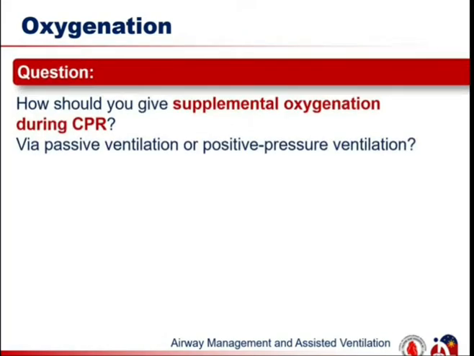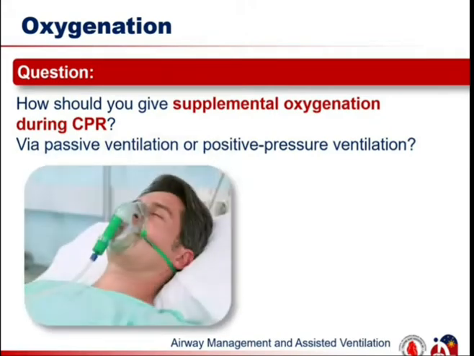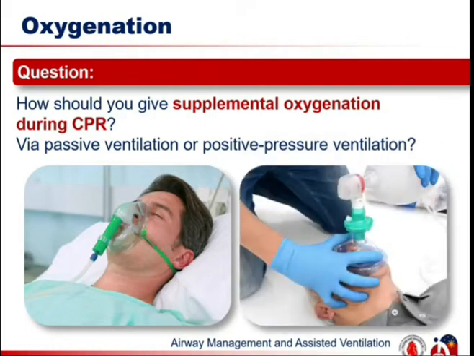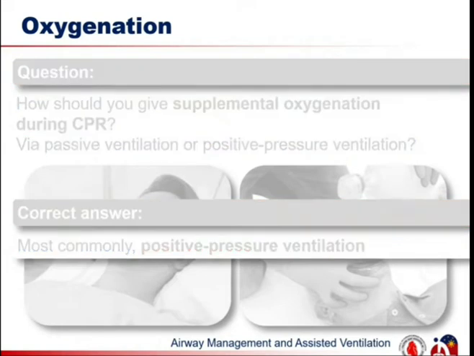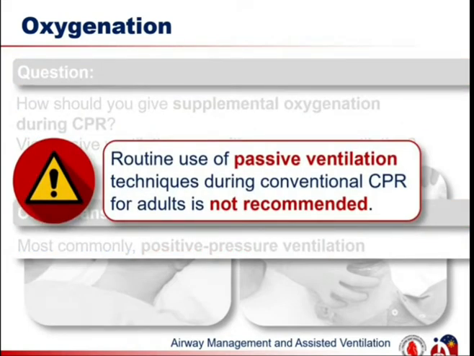Now, how should you deliver supplemental oxygenation during CPR? Should it be via passive ventilation or positive pressure ventilation? Most commonly, you should push oxygen-rich air into the airway via positive pressure ventilation. This better mimics the inward movement of air as in during normal inspiration. During CPR, this is commonly done using a self-inflating bag. Therefore, the routine use of passive ventilation techniques during conventional CPR is not recommended.